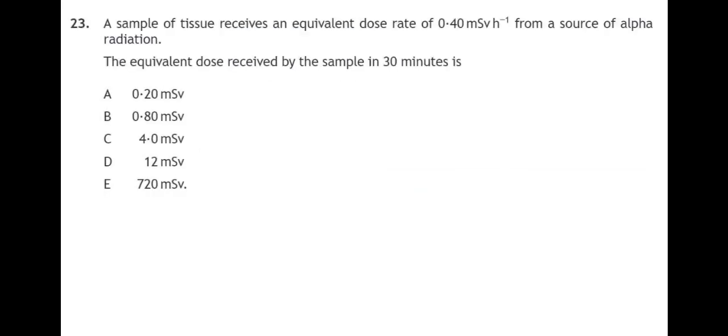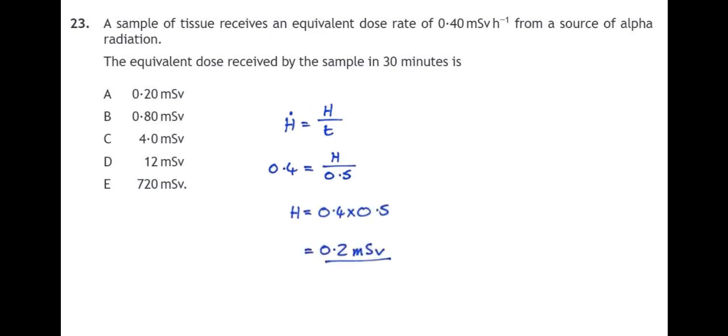Number 23. A sample of tissue receives an equivalent dose rate of 0.4 millisieverts per hour from a source of alpha radiation. The equivalent dose received by the sample in 30 minutes is... So, equivalent dose rate, H dot equals H over T. H dot is the value that we're given, the equivalent dose rate. T is the time. We need to convert that time into hours because we're given an equivalent dose rate in millisieverts per hour. So 30 minutes is 0.5 hours. So the equivalent dose is 0.4 times 0.5, which is 0.2 millisieverts. Answer A.